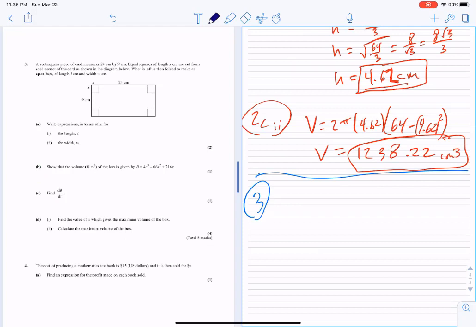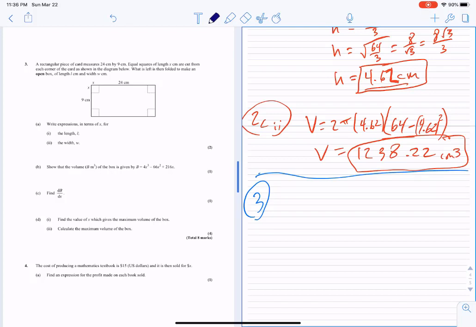3 here. A rectangular piece of card measures 24 centimeters by 9 centimeters. Equal squares of length x are cut from each corner. So that's what they're going to do. They're going to cut from the corners and fold up the flaps there to make a box, okay? What is left is then folded to make an open box.